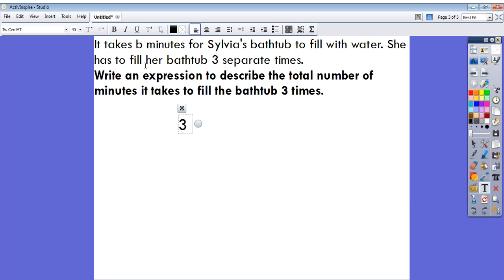It says it takes B minutes, so this expression would just be 3 times B. Or I'm filling it for B, some amount of minutes, and I'm going to do that 3 times. We can represent multiplication with 3 times B, or 3 squished next to B, or 3 parentheses B. There are a lot of different ways you can see it. In algebra, it's usually going to be represented squished together.